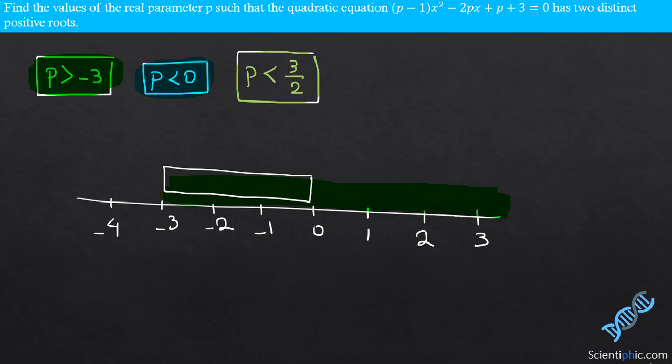So looking at this number line, we see that the range for which this initial equation that we had has two distinct positive roots is going to be p less than 0 and greater than -3.